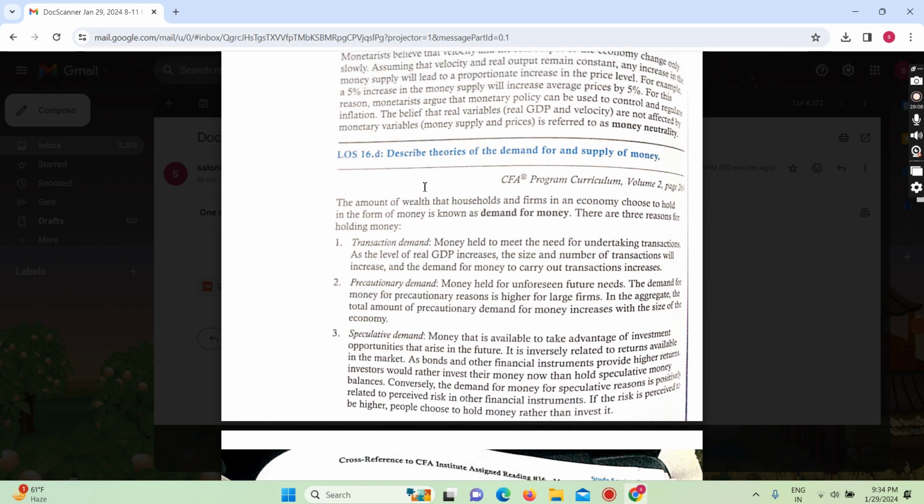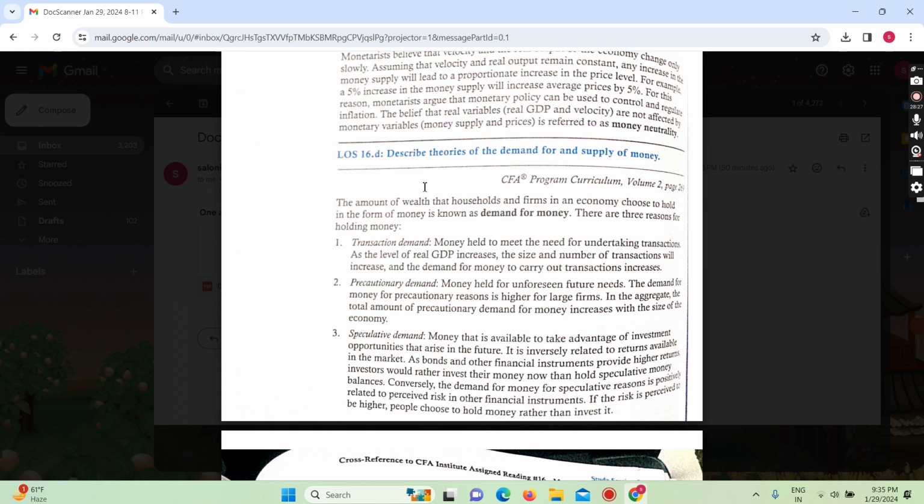Describe the theory of demand for and supply of money. The amount of wealth that households and firms in an economy choose to hold in the form of money is known as demand for money. There are three reasons for holding money. What are the three reasons for holding money?